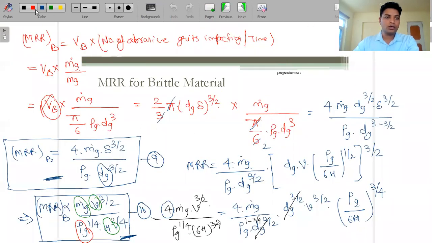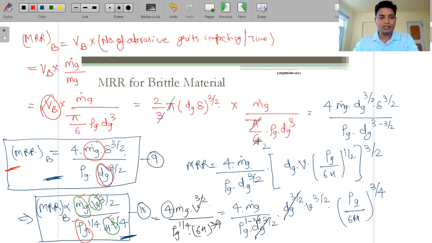First, for the brittle material, suppose the mass flow rate is mentioned, but here we have the velocity, rho g, and h. The diameter is not mentioned. So let's go to the other formula we have, in terms of delta and dg. Here, this is the mass flow rate, and this is delta, this is rho g, and this is dg, where dg is the diameter of the abrasive grit. So for the brittle case, these two things are available.